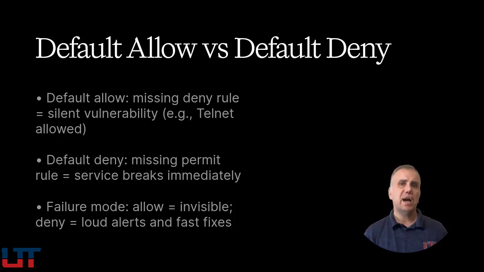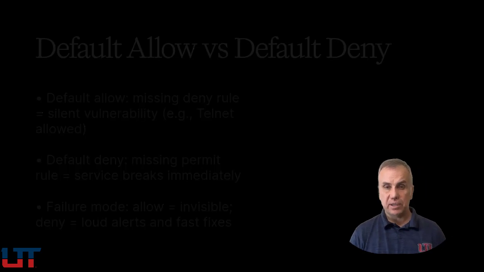With a default deny, a missing permit rule breaks a service immediately. If you forget to write a permit rule for the historian's backup polling path to a specific PLC, that polling fails. The historian team gets an alert about missing data. The failure is visible, loud, and gets fixed within hours. You now would fix it with the correct permit rule. Default deny fails loudly. Default allow fails silently. In OT security, visible failures that get fixed are much more preferable to silent vulnerabilities that go unnoticed.